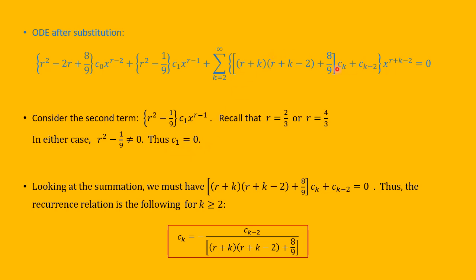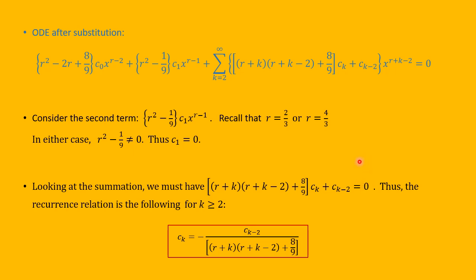Now, this next term here is going to give us our recurrence relation. For each term in this sum, this coefficient of x to the r plus k minus 2 has to be 0. So that tells us then that r plus k times r plus k minus 2 plus 8/9 times c sub k, which is what we have right here, plus c sub k minus 2, has to equal 0.